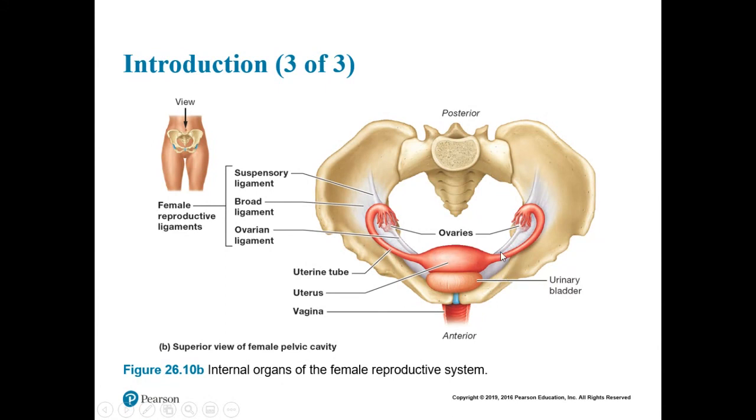And then you can see the fallopian tubes or uterine tubes right here. Same thing. Ovaries, again, all held in place with the respective ovarian ligaments, as well as the round ligament, which is a broader ligament holding on to the entire structure right there.